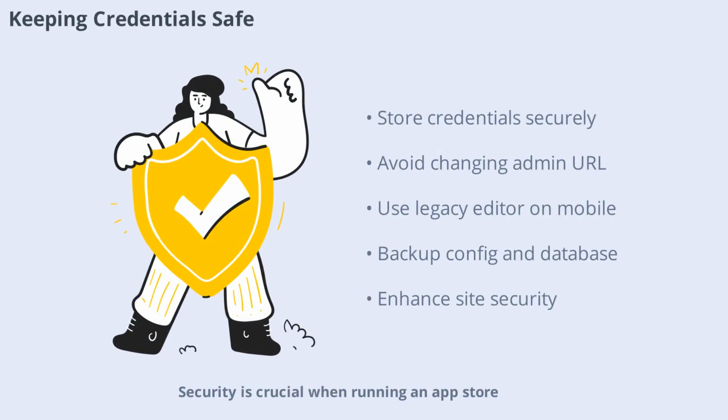Security is crucial when running an App Store. Always keep a record of your database name, username, and password in a secure place. Don't change the admin URL unless you have a specific reason. If you edit files on mobile, always use the legacy editor to avoid breaking your config. Regularly backup your config file and database once your site is running. These habits will help you avoid data loss and keep your site secure.